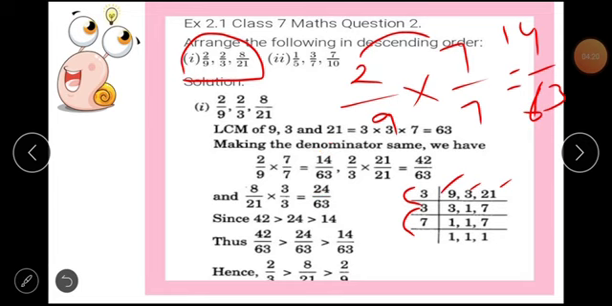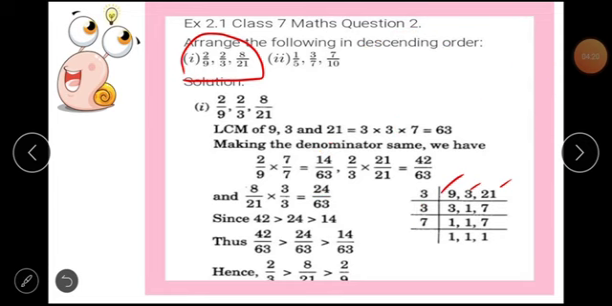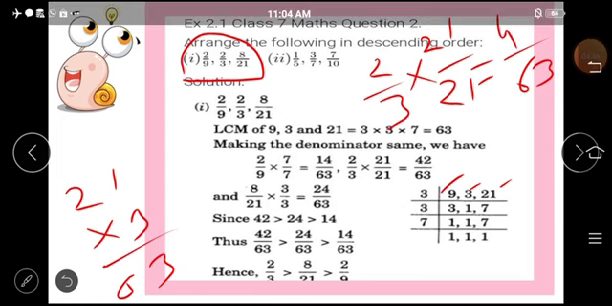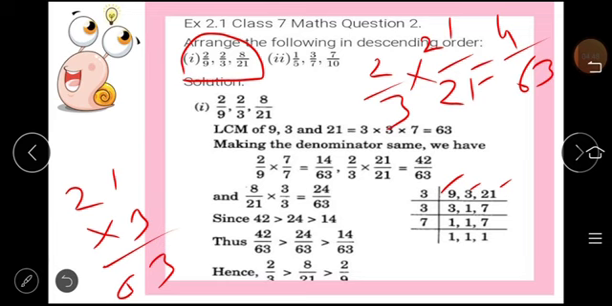In the same way, you can find the other number, that is 2 upon 3, and you have to convert its denominator into 63. So what number will you choose to multiply? You will multiply and divide by 21, because 21 into 3 is equal to 63, students. So you will get 21 into 2, that is equal to 42. So your next number will be 42 upon 63. So students, in this way you can make the denominators the same.